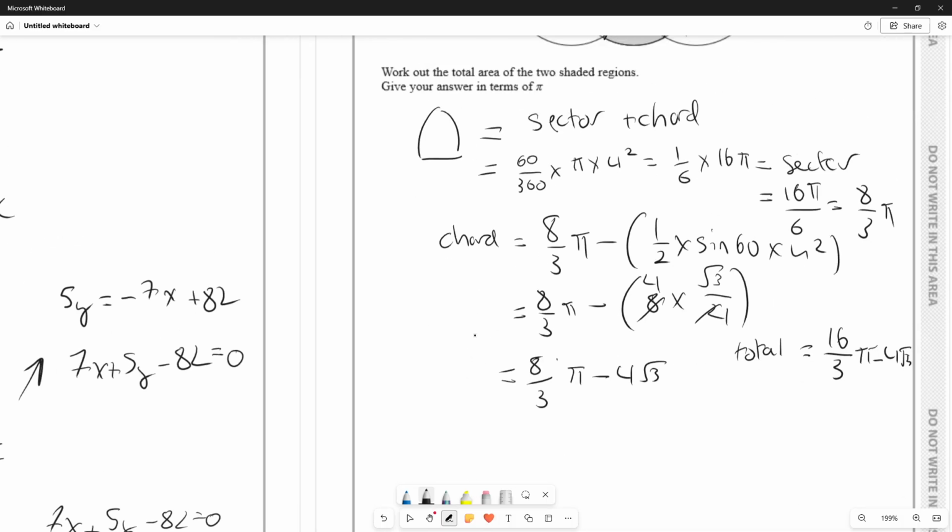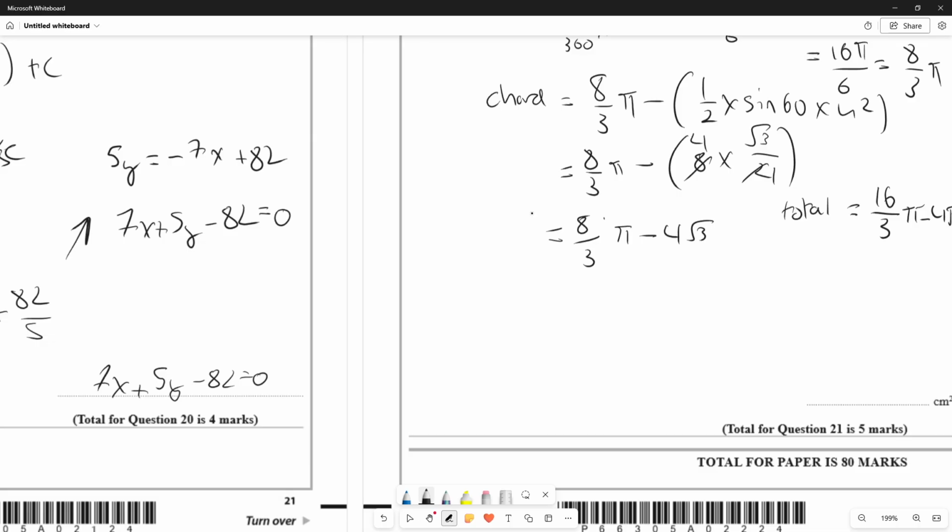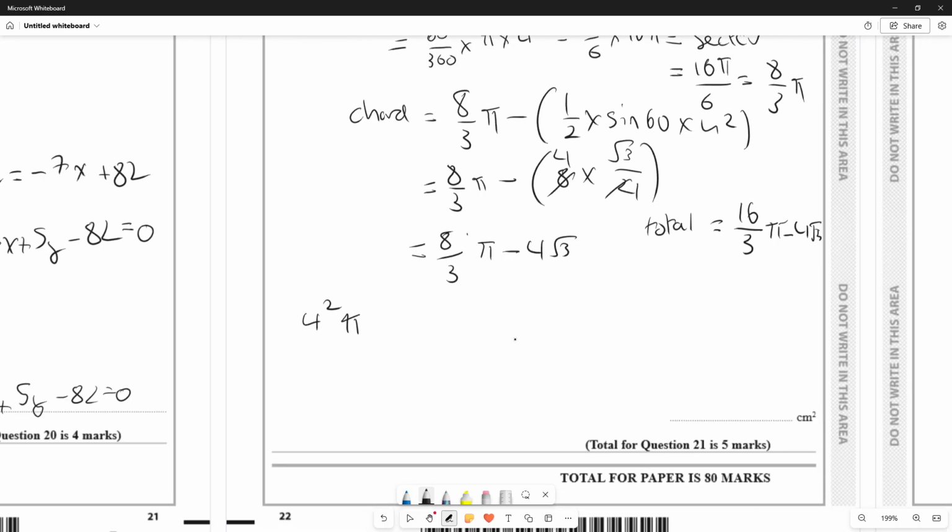So then you'd have the area, which is 4 squared pi, minus 4 lots of whatever this is. This is crazy at this point. And you get 16 pi minus 64 over 3 pi plus 16 root 3.